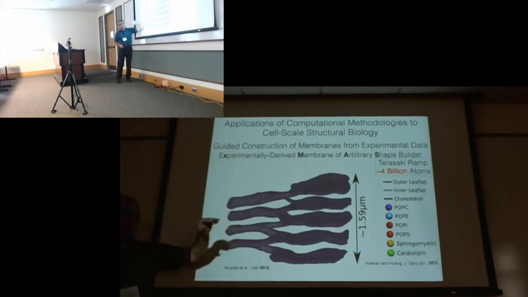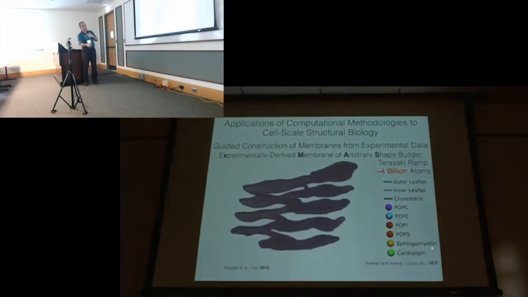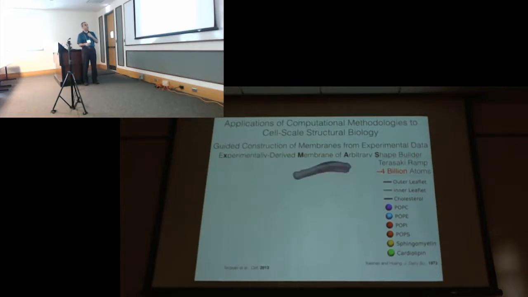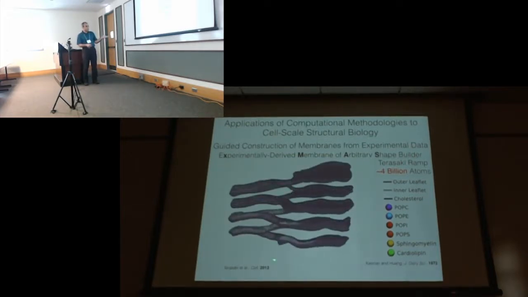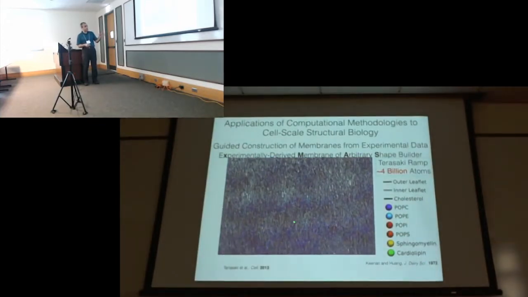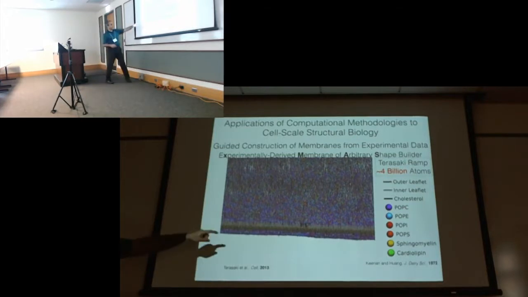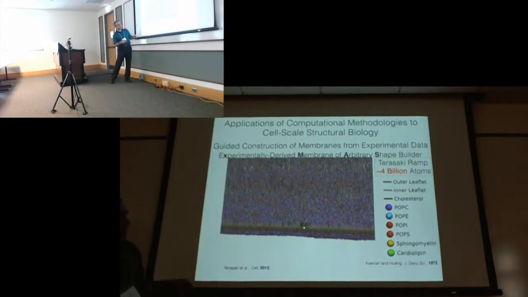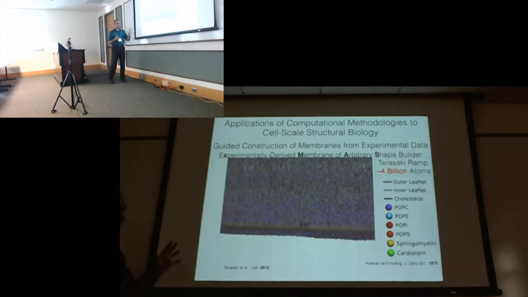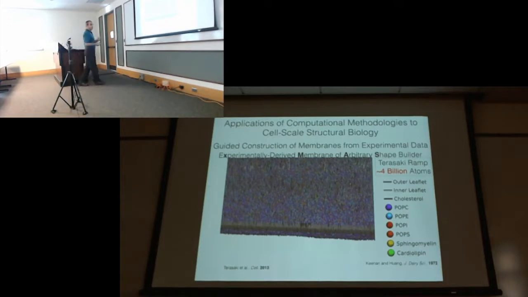So what you're looking at is actually an atomistic model of ER. It has different lipid compositions, built with what we call the experimentally derived membrane of arbitrary shape builder, or X-mass builder. The electron density comes from a Cell paper from 2013. The lipid composition comes from another paper, and you can see these are all individual lipids colored based on this key here. You can see the inner leaflet, outer leaflet, and cholesterol, the black guys over there. Again, we put this together after more than a year of effort, using a methodology that includes NAMD a lot.